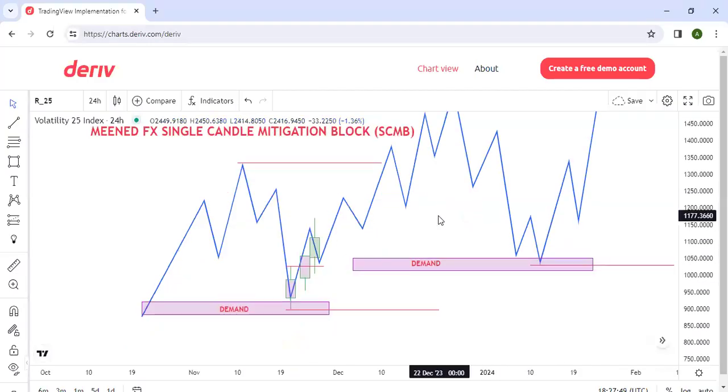Morning, everyone. All right. Today I'm going to be talking about single candle mitigation block.